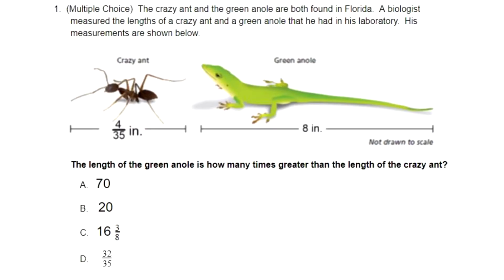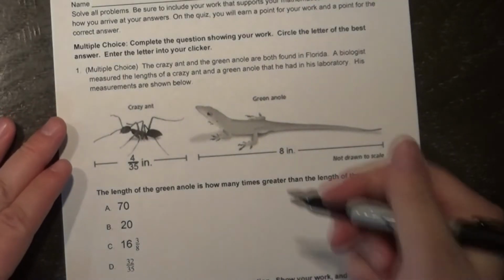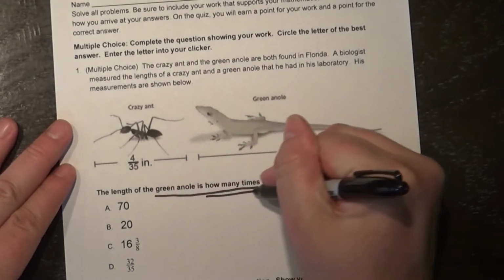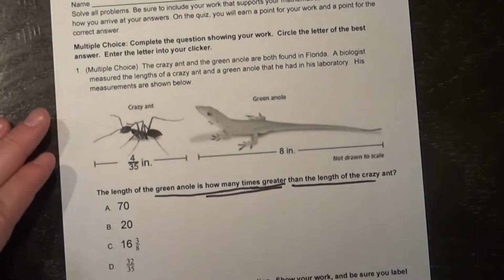So for number 1, we have the crazy ant and the green anole. They're both found in Florida. A biologist measured the lengths of a crazy ant and a green anole that he had in his laboratory. His measurements are shown below. There's our crazy ant at 4/35 inches and the green anole at 8 inches. The length of the green anole is how many times greater than the length of the crazy ant? And of course, we have some multiple choice options. So really what we want to know is the green anole is going to be how many times greater than the length of the crazy ant.